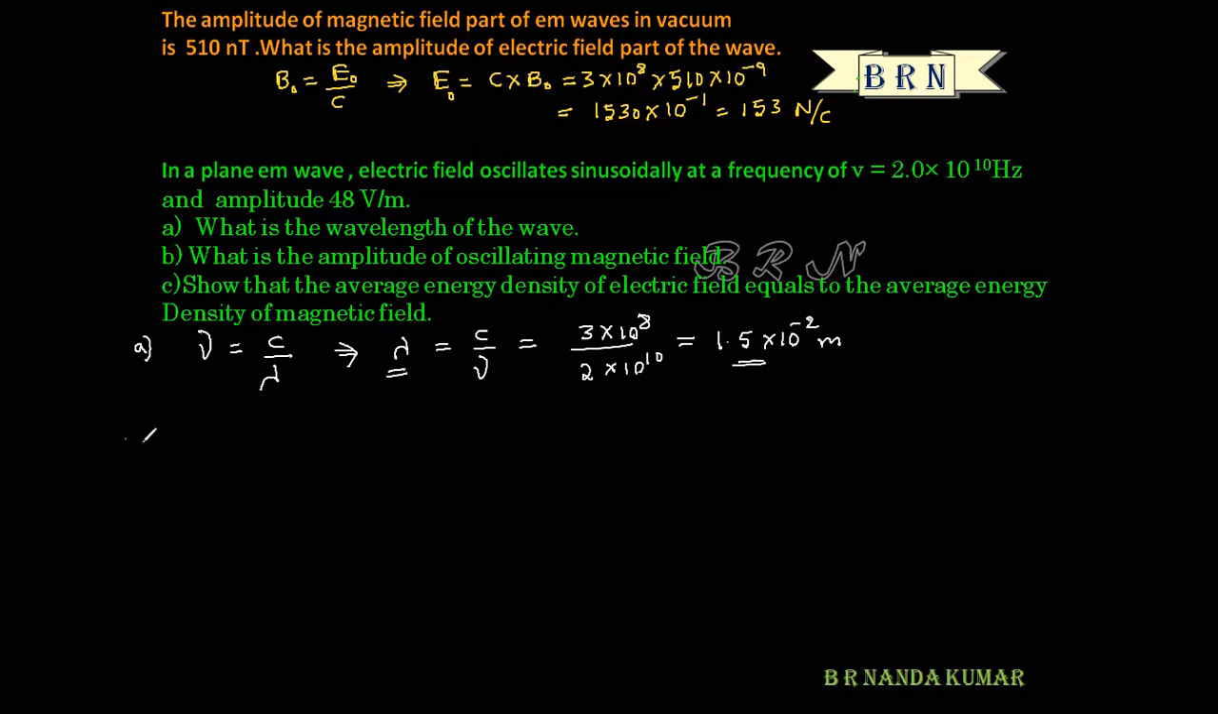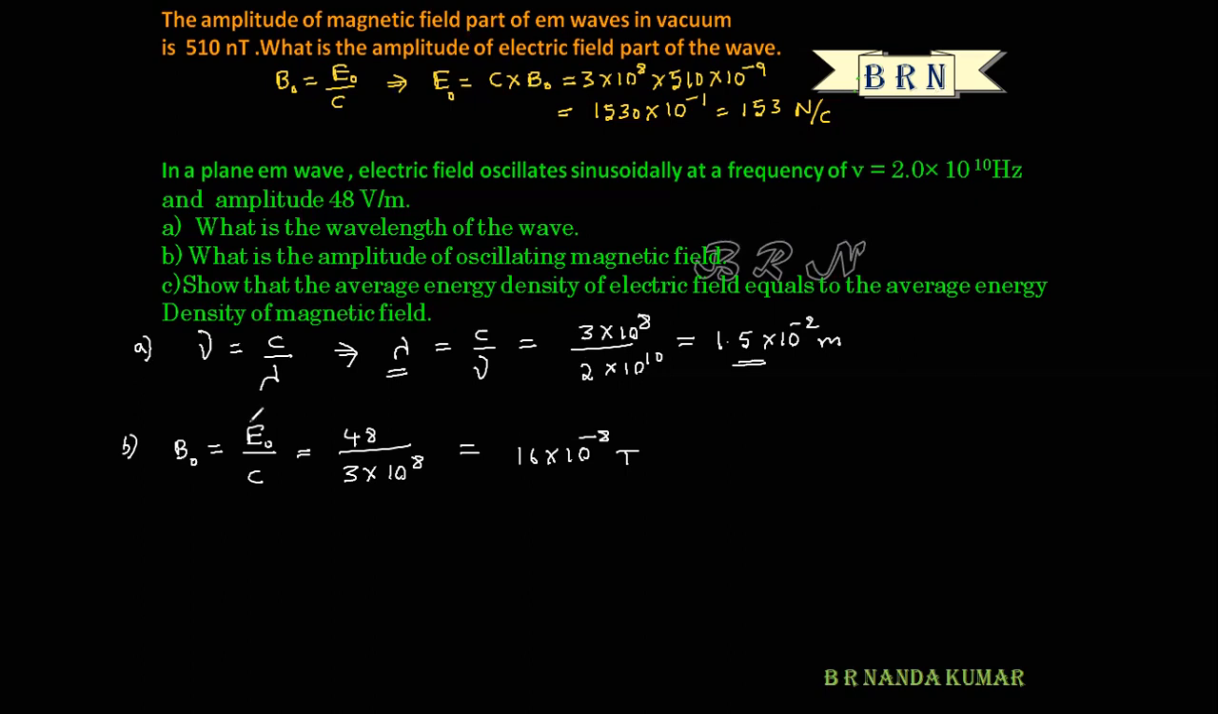And the second part, what is the amplitude of the oscillating magnetic field? The amplitude of the oscillating magnetic field is the amplitude of the electric field divided by the speed of light. The amplitude of the electric field is given, that is 48, and the speed of light is 3 into 10 power 8. So 48 divided by 3 gives 16 into 10 power minus 8. What is the unit of magnetic field? Tesla.